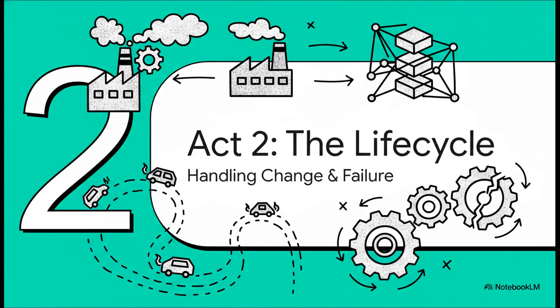And that brings us to Act 2, the lifecycle. This is what happens when things go wrong. An API call fails, a resource has an invalid parameter, you know the drill. The way these tools handle failure in the middle of a deployment reveals, well, everything about their core philosophy.